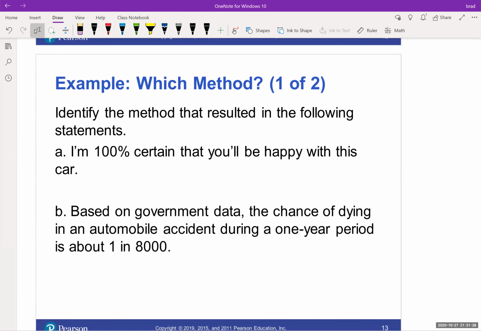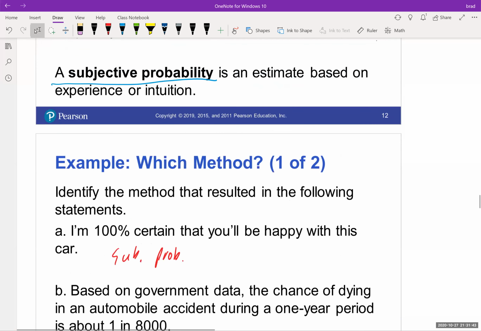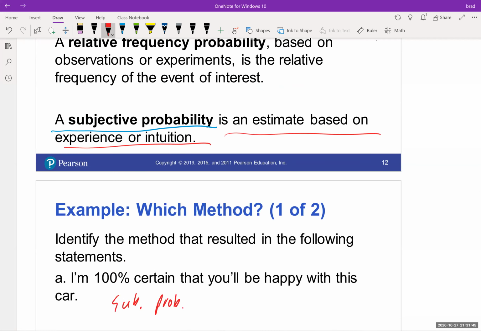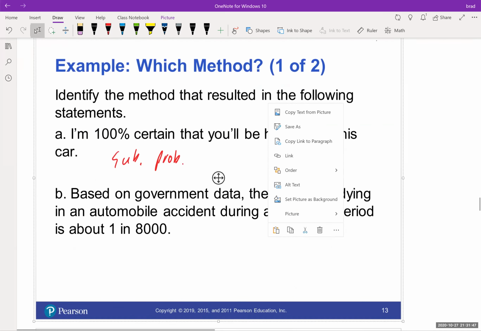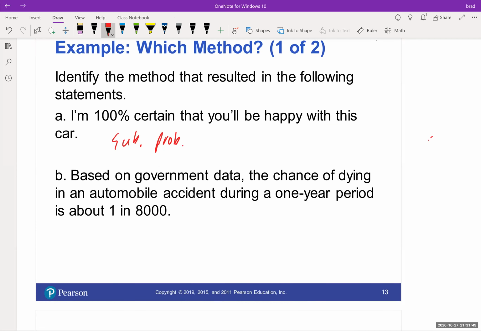Okay, so identify the method that resulted in the following statement. So I am 100% certain that you will be happy with this car. Okay, so that's definitely subjective, right? Subjective probability is an estimate based on experience or intuition. Again, they didn't really give me a lot to go on there, right? So it's definitely not theoretical, and it's definitely not relative frequency.